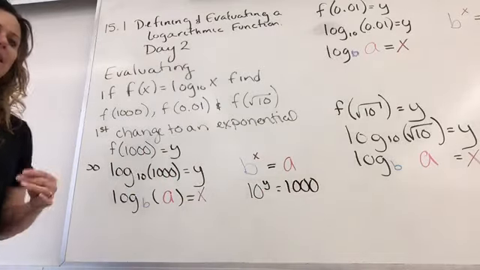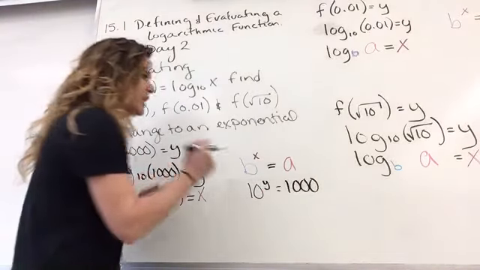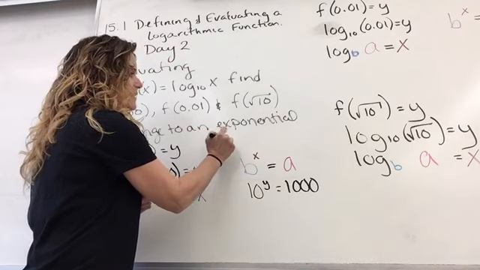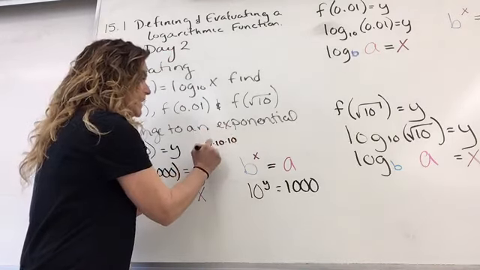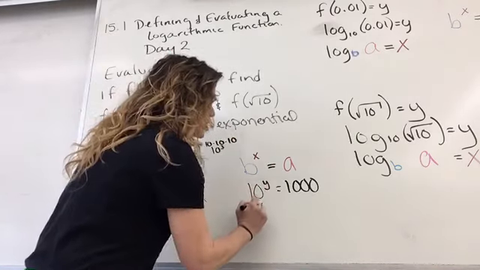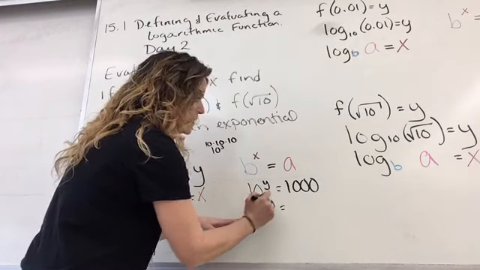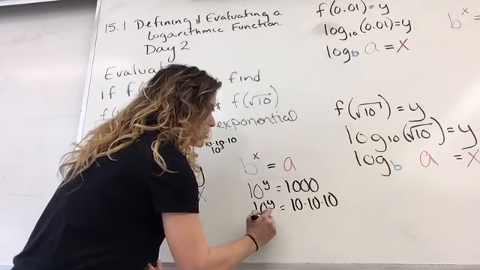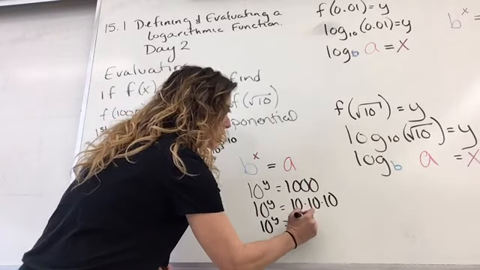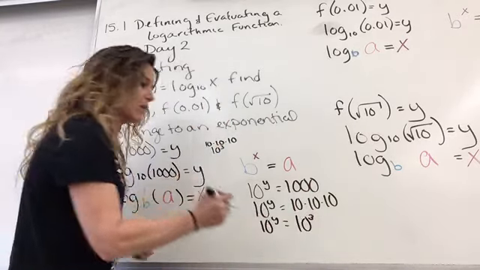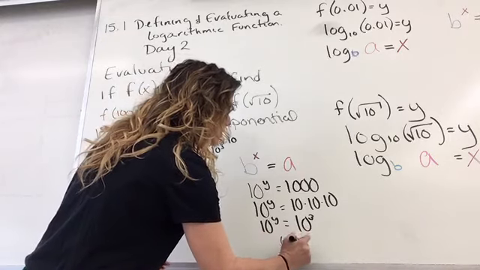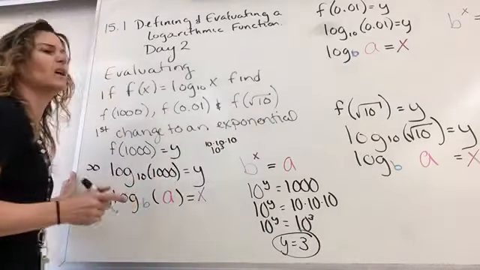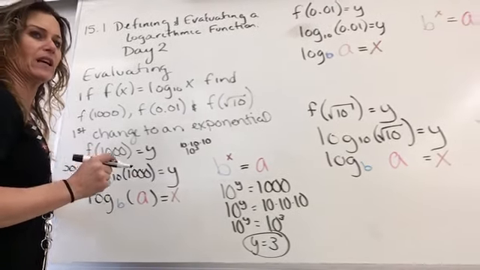So we need to write these to have the same base. To get 1,000, that's 10 times 10 times 10. That's 10 to the third. So 10 to the y equals 10 times 10 times 10, so 10 to the y is equal to 10 to the third. Well, if the base is the same, then the power is also the same. So y equals 3, and voila, you're done. We're going to try it a few more times, make sure you really have it down.